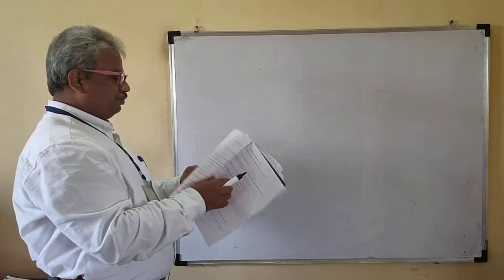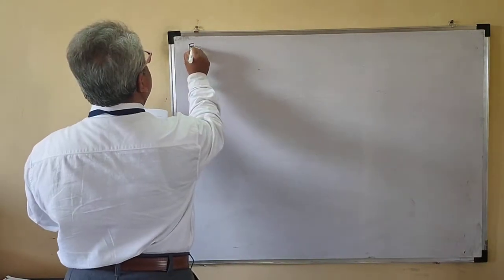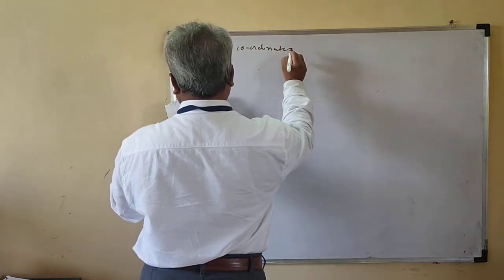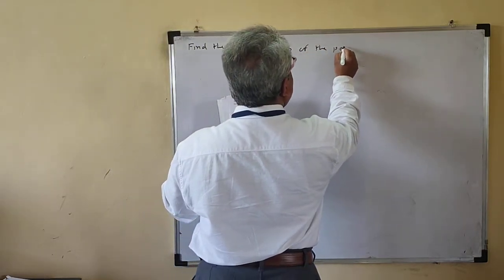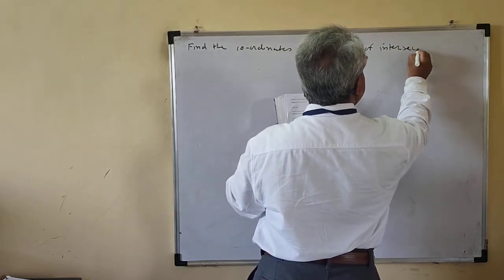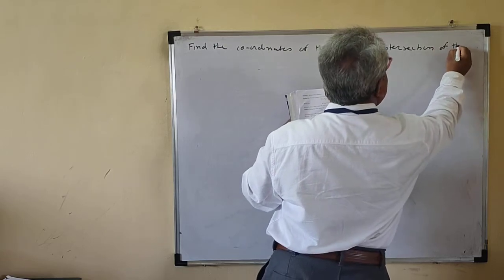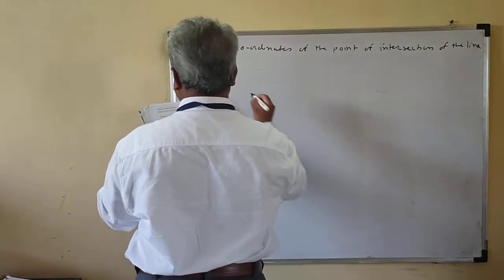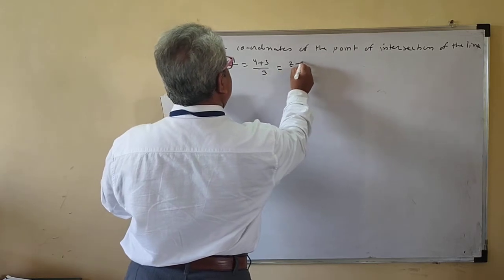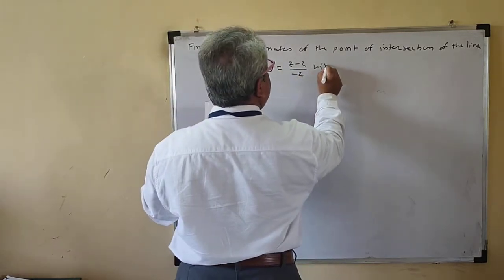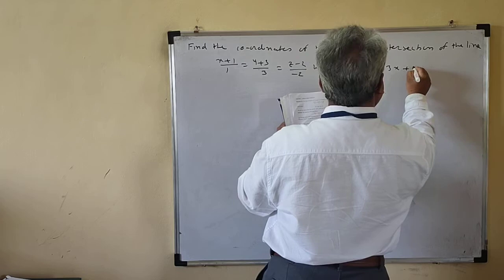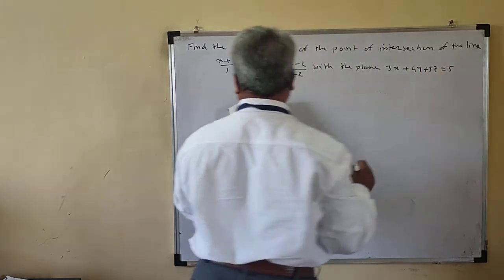We'll take the next problem. Find the coordinates of the point of intersection of the line (x + 1)/1 = (y + 3)/3 = (z - 2)/(-3) with the plane 3x + 4y + 5z = 5.